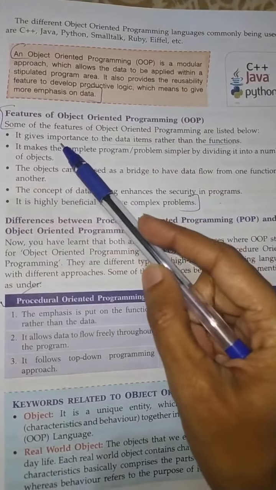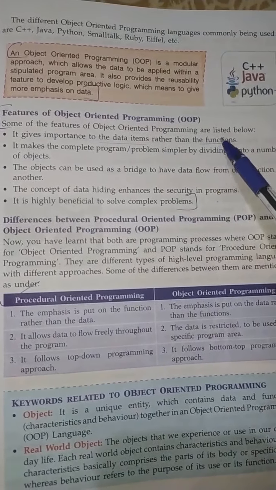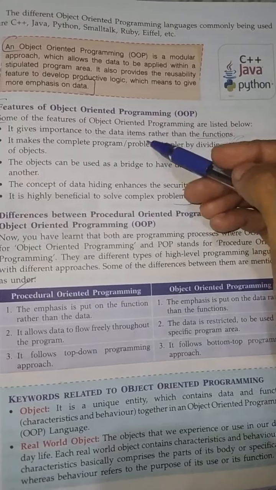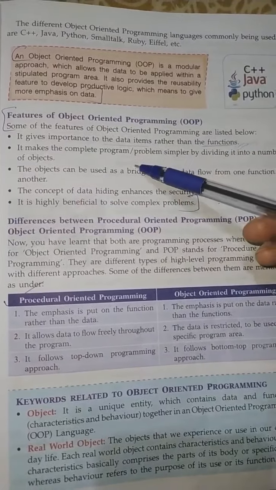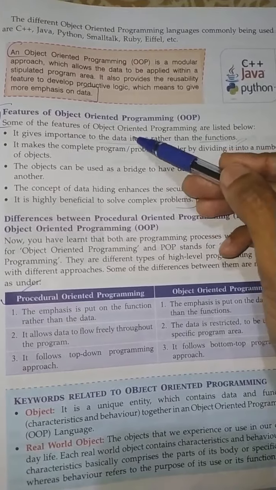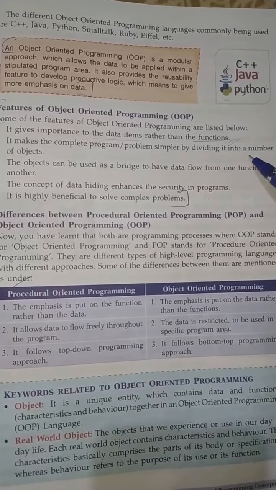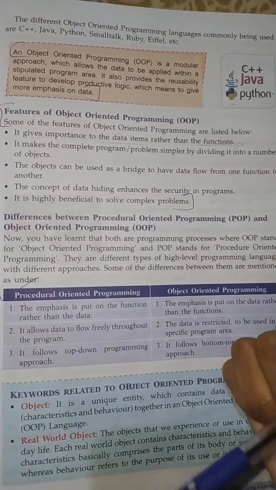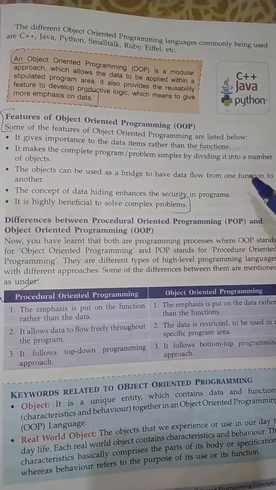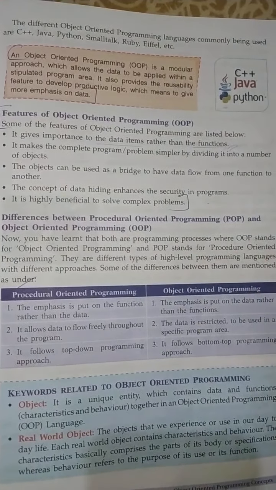So the feature is that it gives importance to the data items rather than the functions. In previous procedure-oriented programming, we mainly focused on functions, but later we developed this object-oriented programming type and we are focusing on the objects or data items. It makes the complete program simpler by dividing it into a number of objects we can create. And objects can be used as a bridge to have data flow from one function to another. So we can use these objects to find one or more functions.